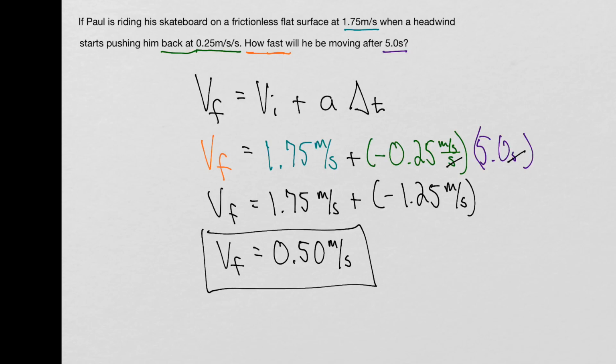Now remember that that value is a vector. It is in the positive direction. So Paul's going to have slowed down from 1.75 meters per second when he started, and after this headwind of 5 seconds, he's only going to be going 0.5 meters per second. Now, he might want to push again to get going a little faster, but remember it's a frictionless surface, so he could have some trouble with that. But hey, it's physics world.